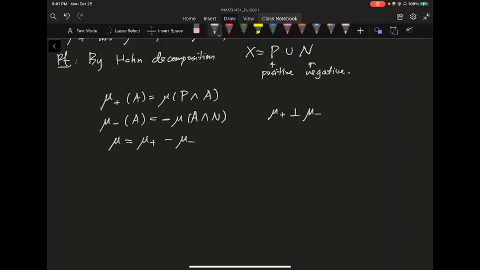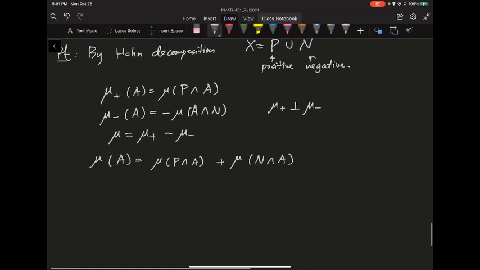Because, let me just briefly say, the mu of A is going to be equal to mu of P intersect A plus mu of N intersect A. So you divide it up. The positive part gives you the positive measure, the negative part gives you the negative measure. All right, so we have at least one such decomposition, and I need to show that this decomposition is unique.